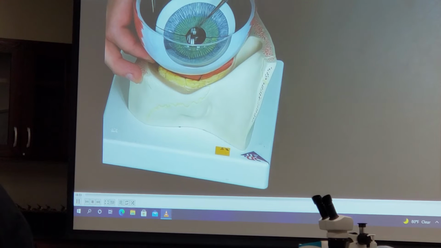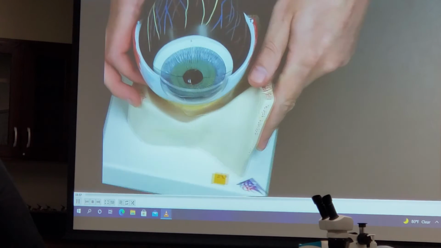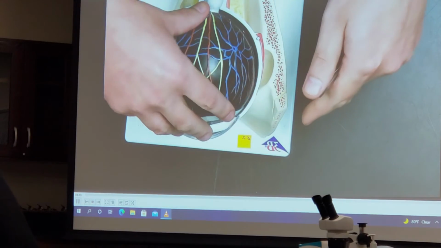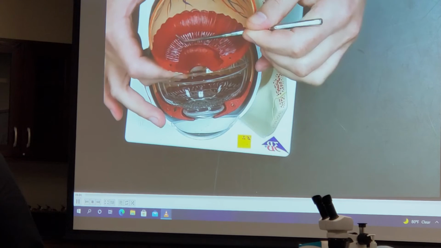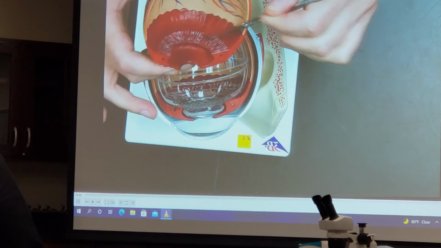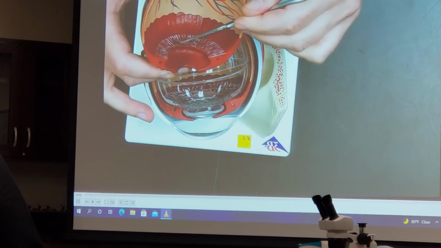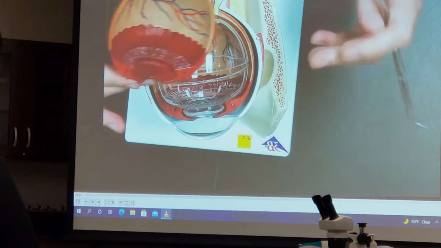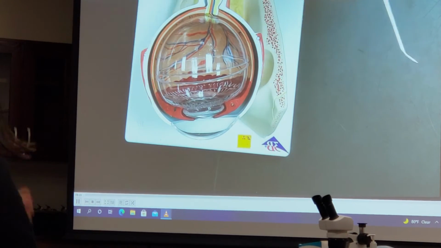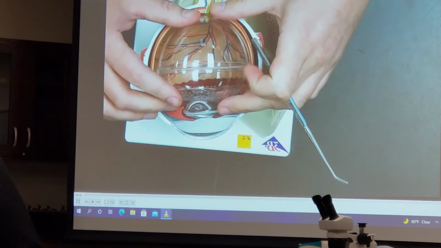That's going to increase and decrease in size based on the activity of the ciliary muscles here. That will consist of smooth muscle that will be involuntary and dilate the pupil or contract the pupil.